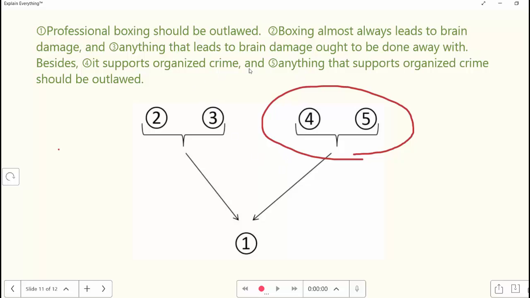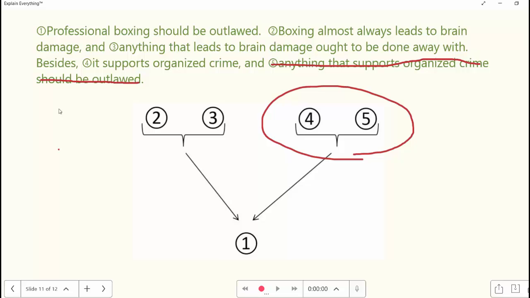And the same over here, if we leave 4 but we get rid of 5, it's not yet clear that because it supports organized crime, that professional boxing should be outlawed. There might be all sorts of things that support organized crime, right?